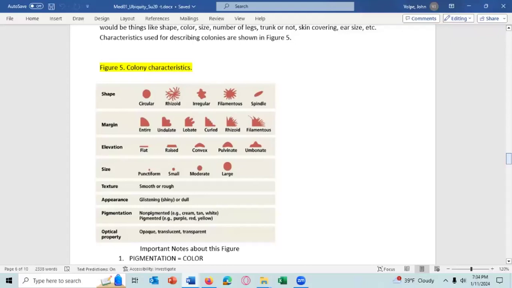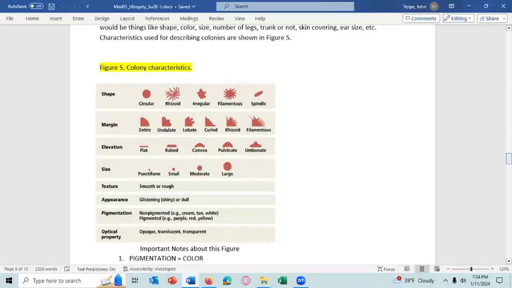Colonies can be smooth or rough. They can also be glistening or shiny, or they can be dull. Colonies can be pigmented. To be pigmented, the colony must have a color like purple, red, or yellow. Non-pigmented colonies are obviously white, but they also are off-white, tan, and cream colored.